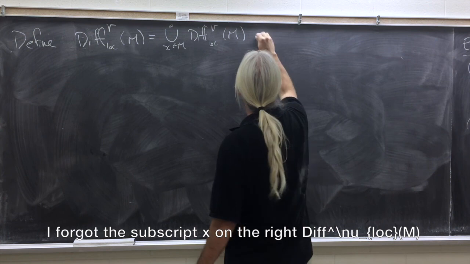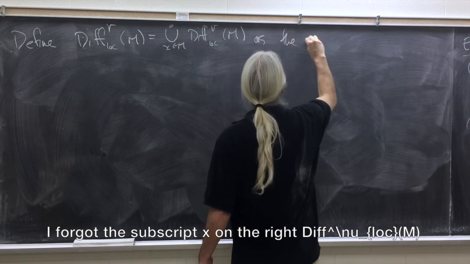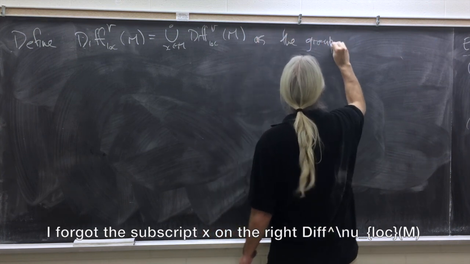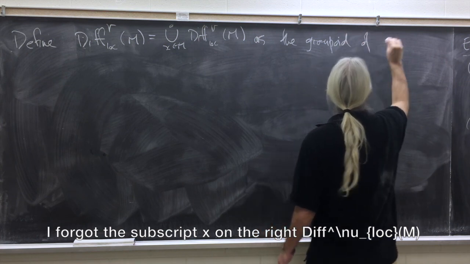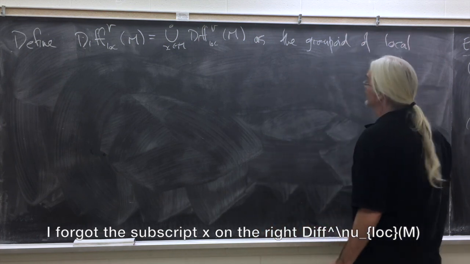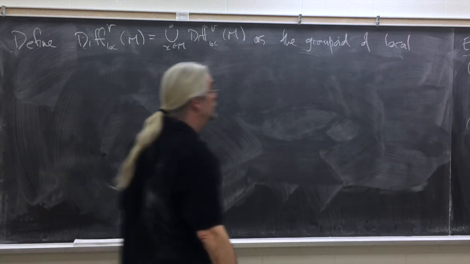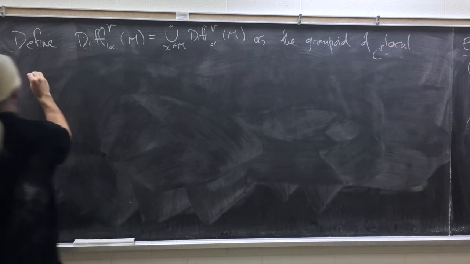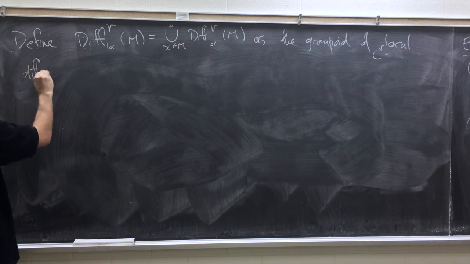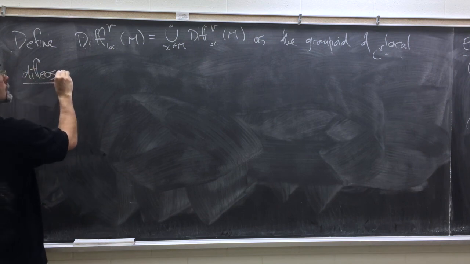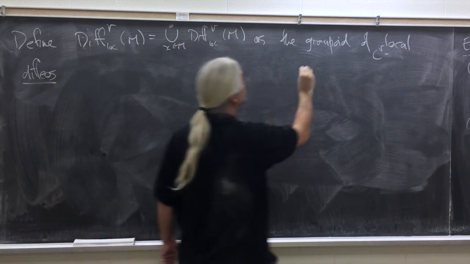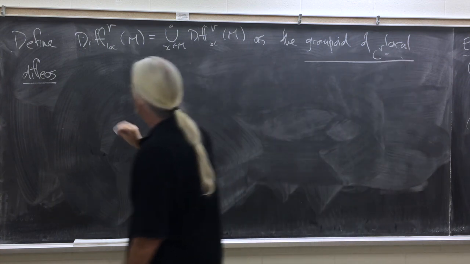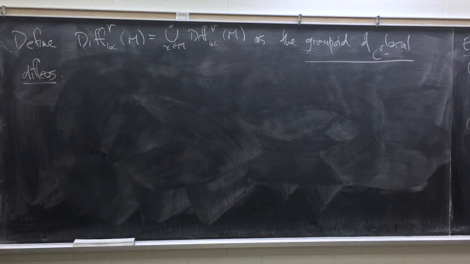Okay. This is the groupoid of local diffeomorphisms. Right? So the groupoid structure is more or less the obvious groupoid structure, okay?